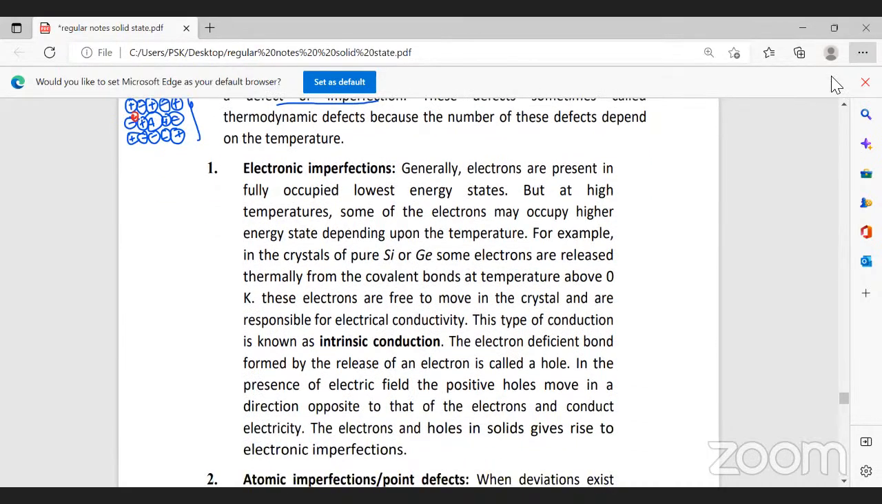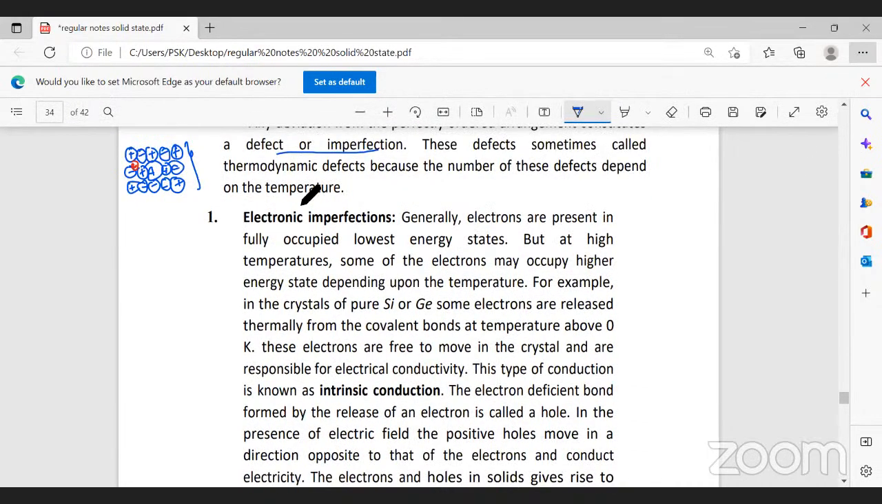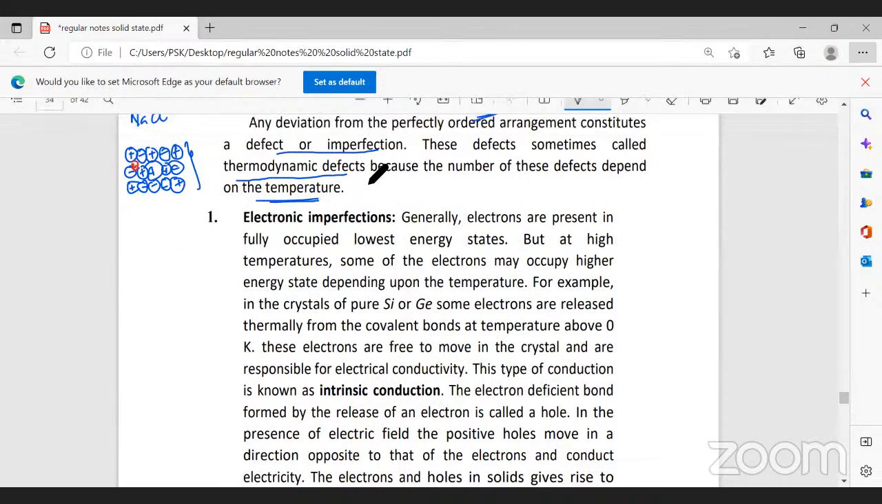We will learn these defects, sometimes called thermodynamic defects. Thermodynamic defects because of heat, because the number of these defects depends on temperature. So crystal defects arise basically based on temperature. Therefore, they are also called thermodynamic defects. And the first one is electronic imperfection.